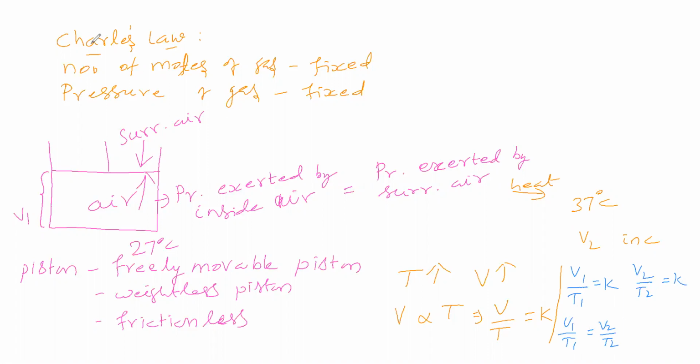Which law is this? Charles proposed this. Therefore, it is called Charles law. In this Charles law, which terms do we have to take as constant? One is the number of moles, another is the pressure of the gas. Which are the variables? Volume and temperature are variables. So in Charles law, volume and temperature are variable, and number of moles and pressure are constant.